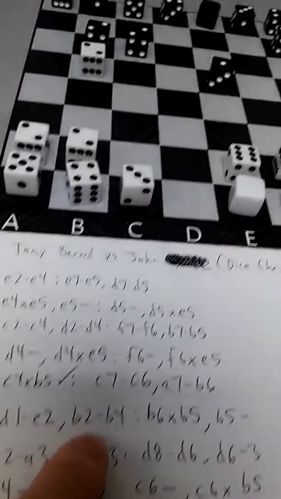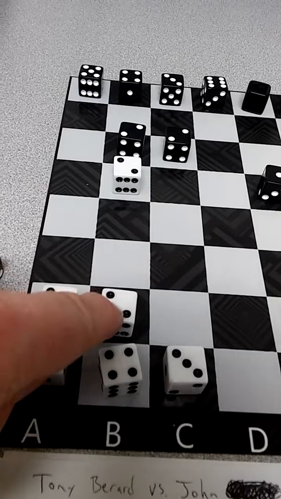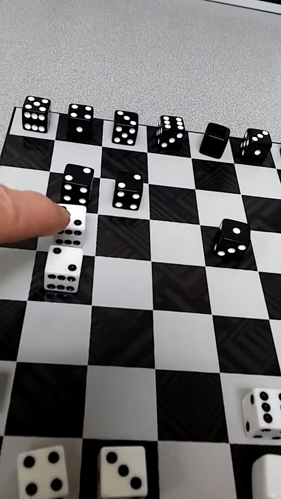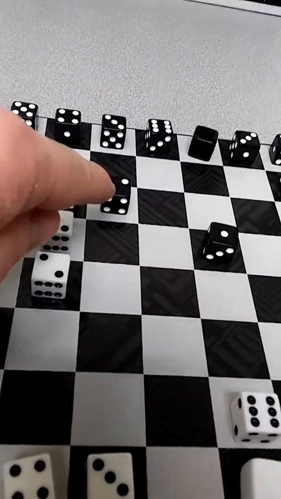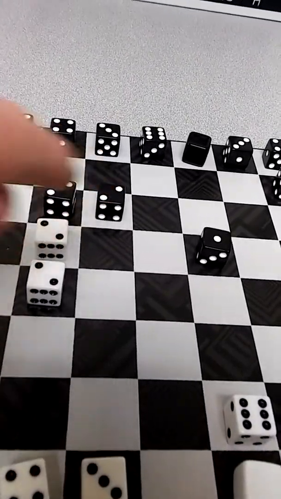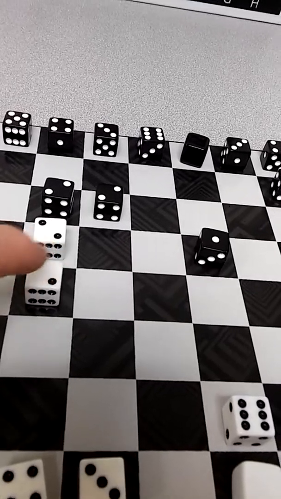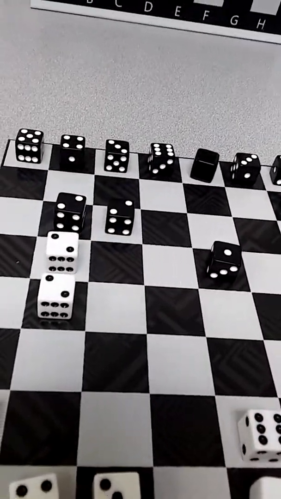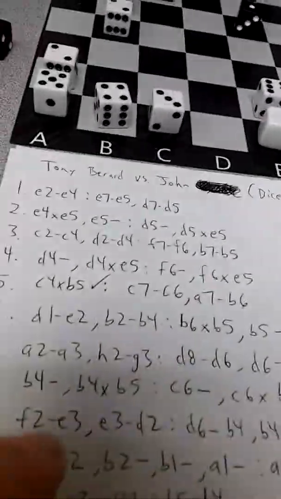So then I went b2, b4. I was thinking I was defending this, also because I thought his 2 was pinned, that I only needed 1 defender. But that's not true, as you'll see. So right after he made a mistake, I made a mistake. That's a mistake that I just made.